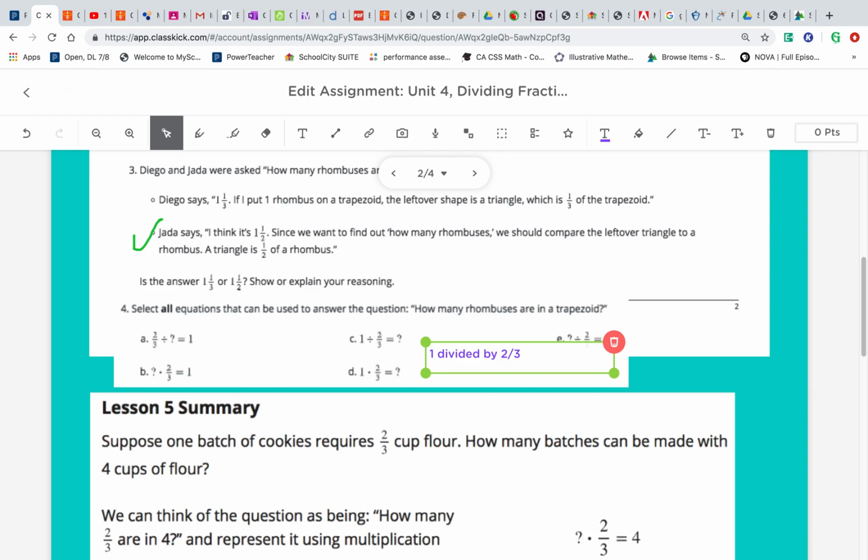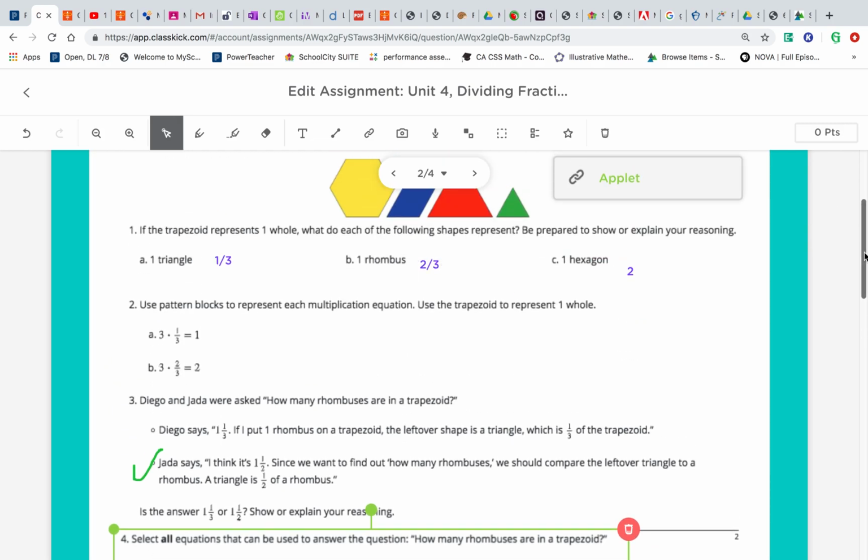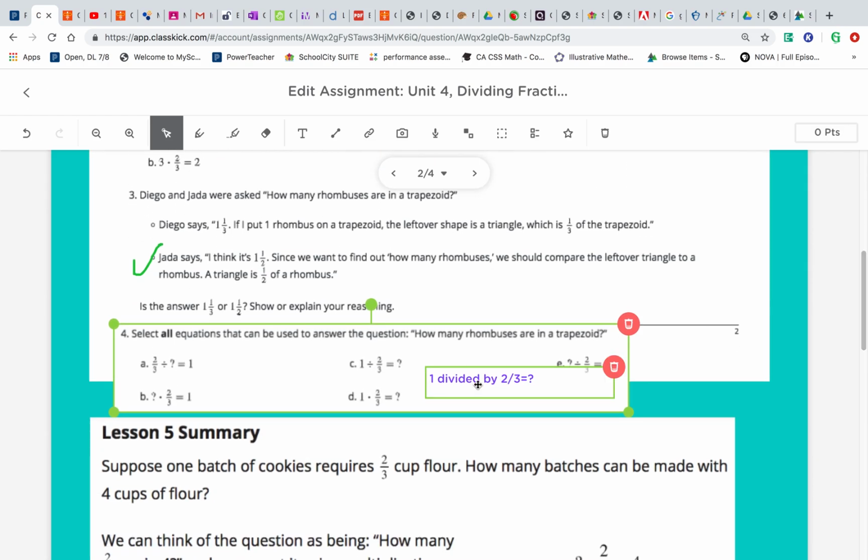That's one way to think about it. Put a little equals and a little question mark there. You can also think about it like this. If you want to know how many rhombuses go into a trapezoid, remember the other way, the multiplication version of that is we're going to be taking the size of the rhombus, that's 2/3, and we can multiply that by however many there are. So 2/3 times some unknown amount. And that's going to give us the 1 whole. Okay, so these are the ways that we can think about this situation here.